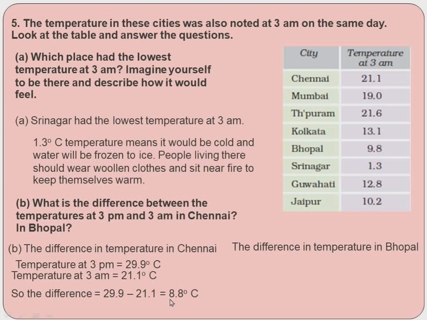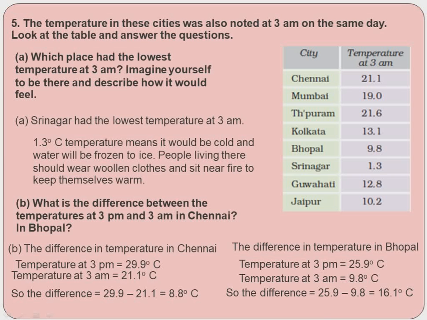Now next, the difference in temperature in Bhopal. They ask for Bhopal also. 3 p.m. is 25.9 and 3 a.m., see, it is 9.8. So difference means what you will do? You will subtract: 9 minus 8, 1. 25 minus 9, 16. So it is 16.1 degrees Celsius.